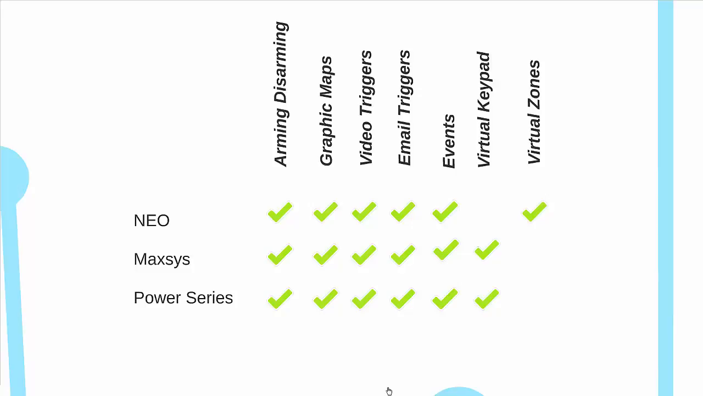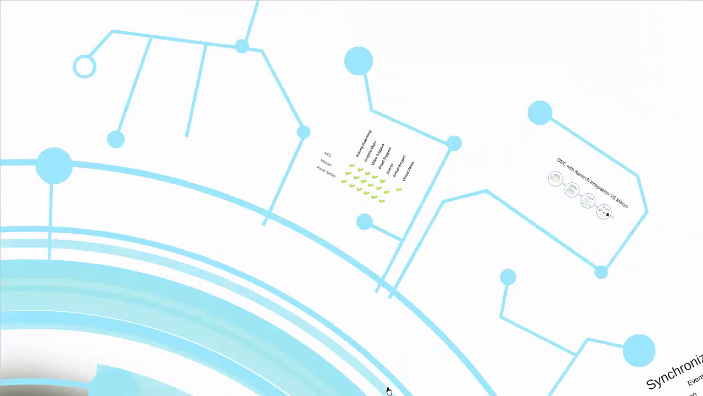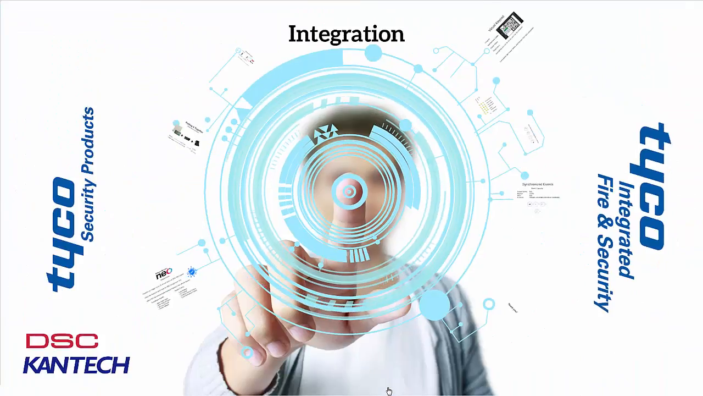It's coming soon. The Neo, however, does support virtual zones, which gives you an additional recurring revenue stream to offer to your customers. So virtual zones will allow you to communicate those critical events that are happening on your access control system to your central station. So that's a quick overview of the DSC integration with Kantech, some of the features and benefits, and how to position it with your customer.